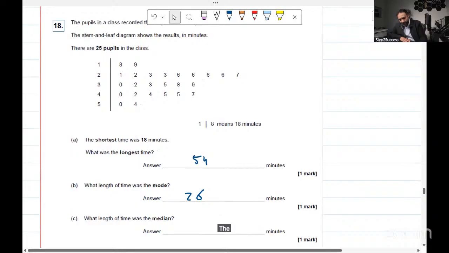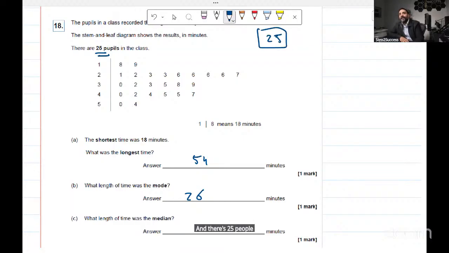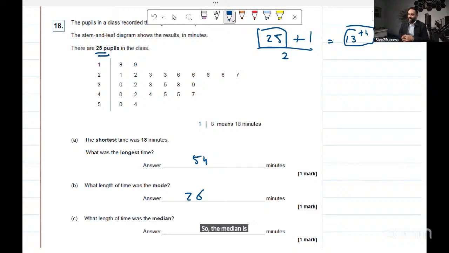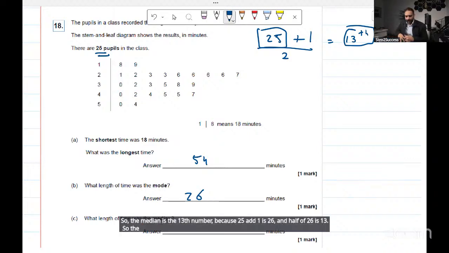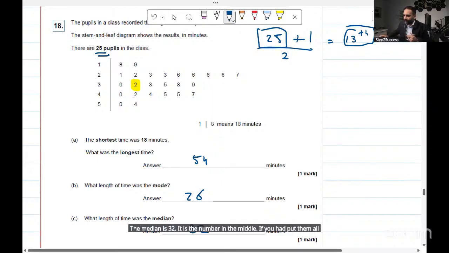The median, if there are 25 pupils in a class, just remember, if you need to find out where the middle is, and there's 25 people, or however many people there are, if you add one to this number and then halve it, you will get the position of the median. So the median is the 13th number because 25 add 1 is 26 and half of 26 is 13. So the 13th number here is the median. Let's count. 1, 2, 3, 4, 5, 6, 7, 8, 9, 10, 11, 12, 13. The median is 32. It is the number in the middle if you had put them all in order.